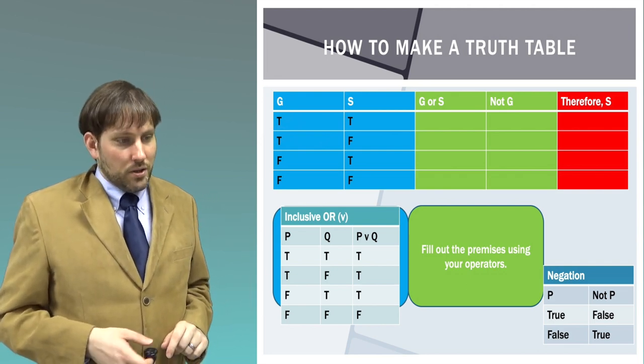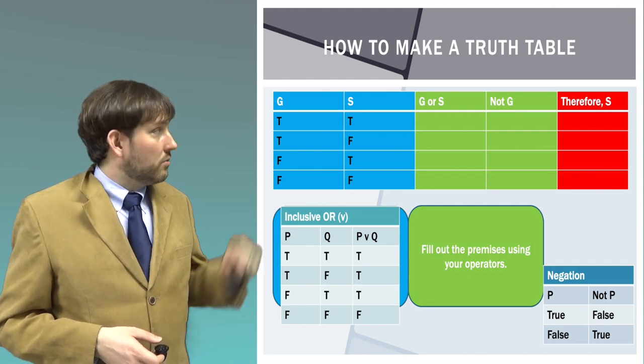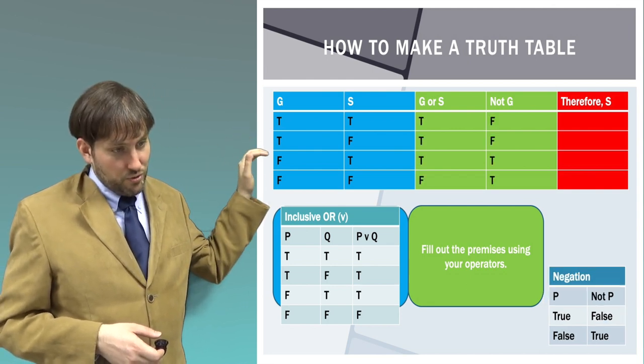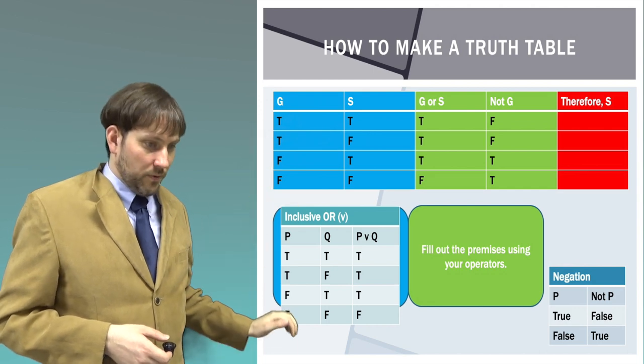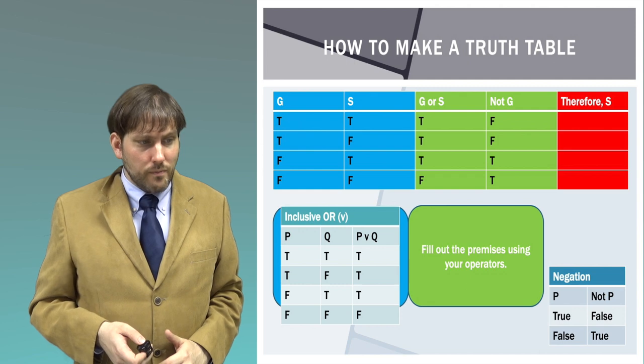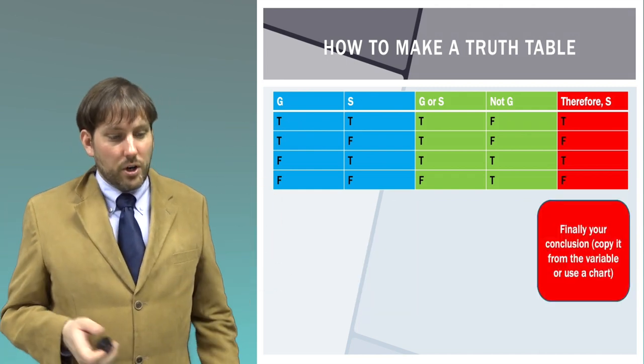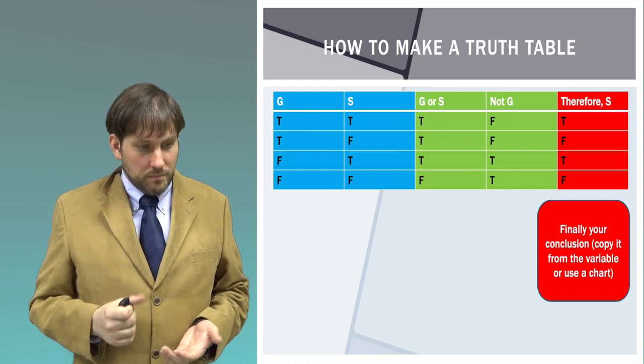So using that, we can fill out the tables. G or S is true when either of them is true. G or S is true on rows 1, 2, 3, not on the 4. I already filled out not G for you. For S, we will just be copying over our conclusion. Why are we doing this? Well, we're going to check.